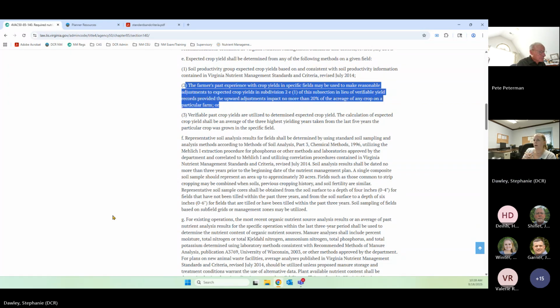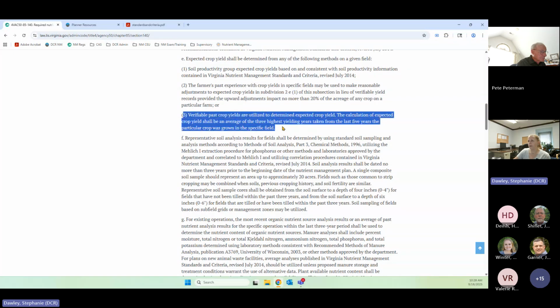So if you want to genuinely look at what that farmer's doing in the field, if they have those records, that is kind of the preferred method. Values is great, but it's a base start.